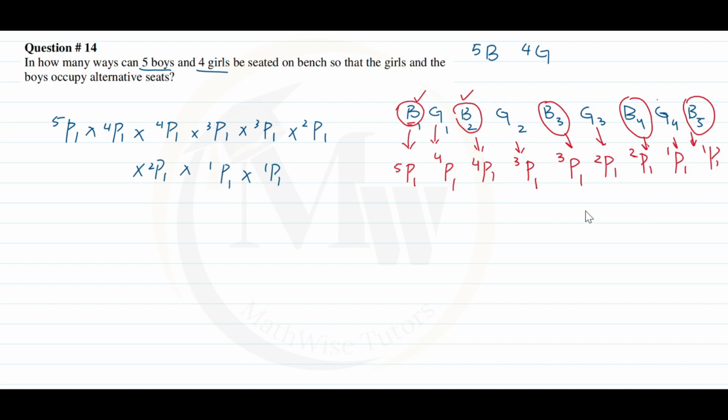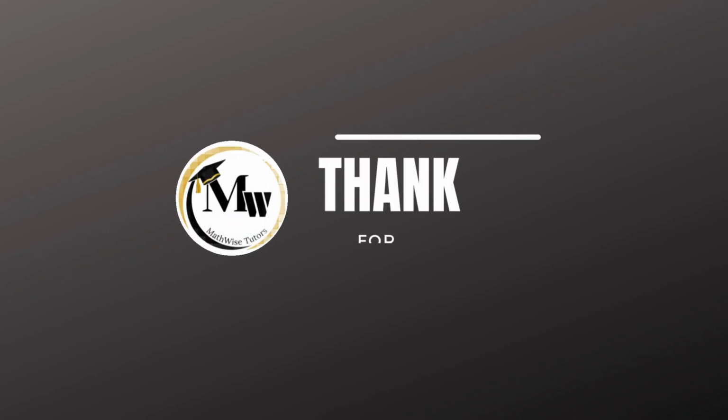We need to multiply all of them together, and when we multiply them, this is 5 times 4, 4 times 3 times 3 times 2 times 2 times 1 and times 1. So we will multiply all of them. It will give you the total of 2880 ways to arrange the girls and boys when you have 5 boys and 4 girls and you need to arrange them in alternate ways. This is the whole idea about the permutation.